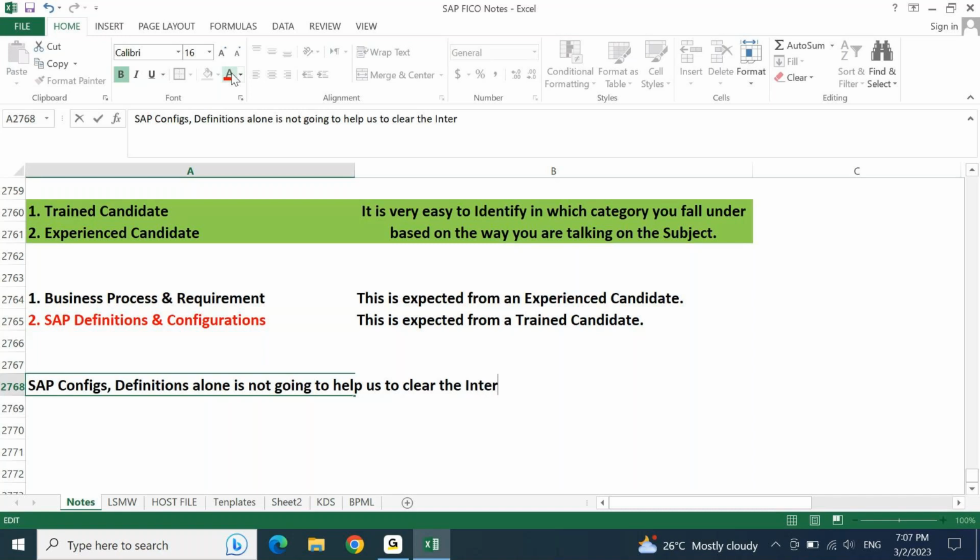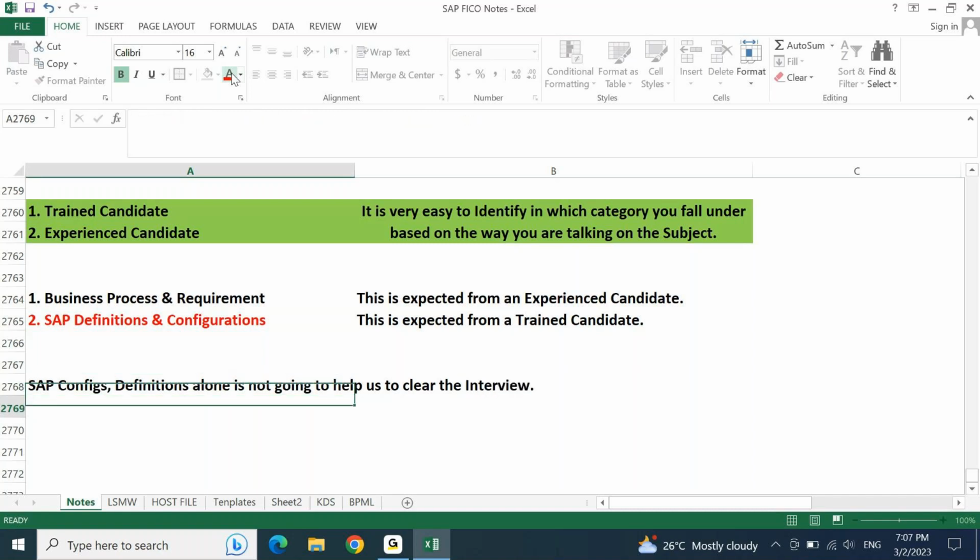Clear the interview. If we're talking about configurations, definitions, your interviewer is not at all interested to ask you questions. No surprise, your interview may get closed within 10 minutes. Your interview may get closed within 15 minutes. The ideal time for a FICO interview is 30 minutes.